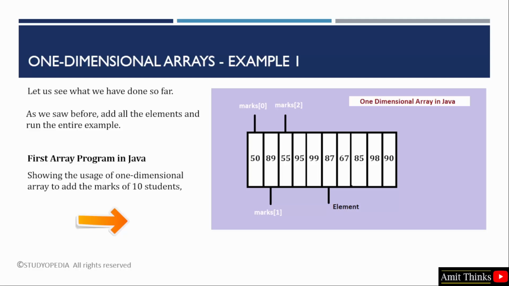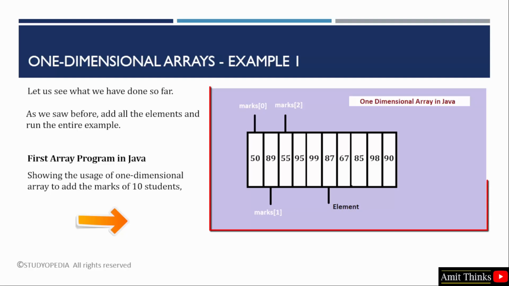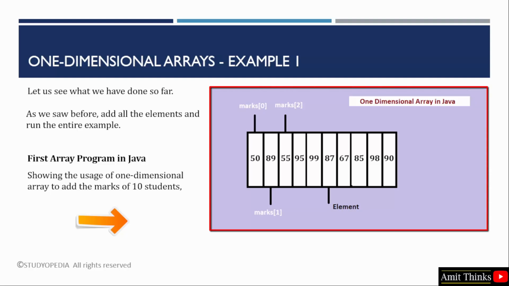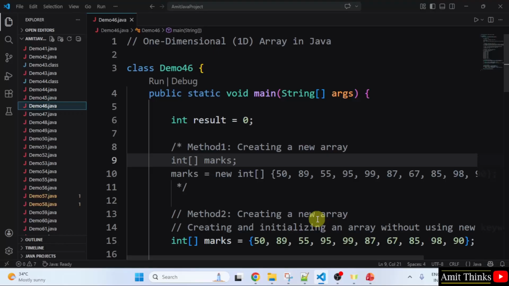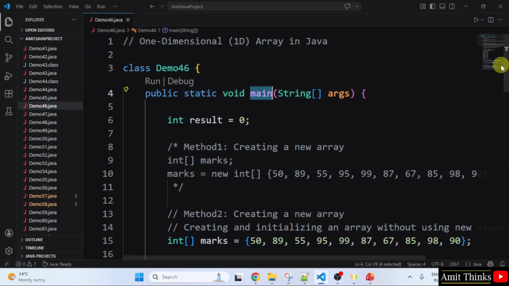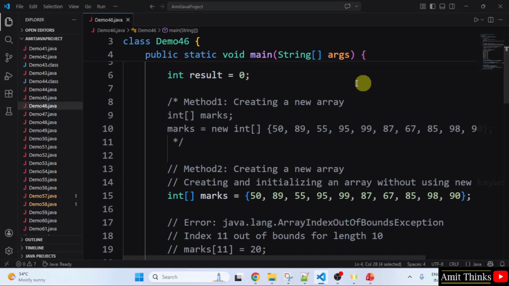Now let us see an example to understand arrays. Here we are creating an array and on the right I have shown how the values are assigned with indexes. So marks 0 will be 50, marks 1 will be 89, marks 2 will be 55, and the flow goes on. So let us see the same example and add the marks of 10 students in our integer array. So here is our first example of arrays in our Amit Java project. We have added a class, then the main function for execution. Okay, then we have taken a result variable because we will also add those marks.